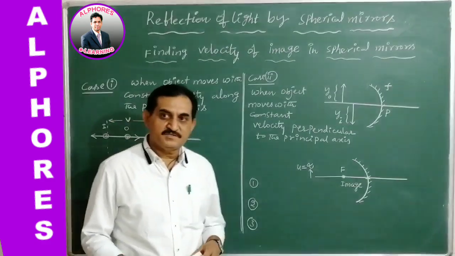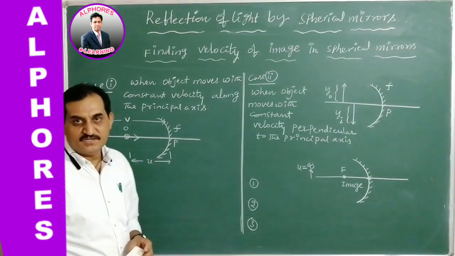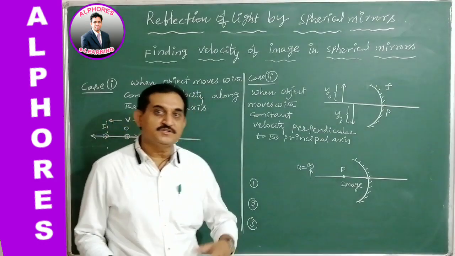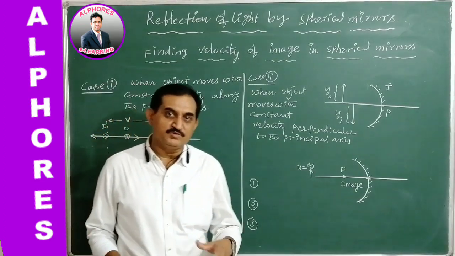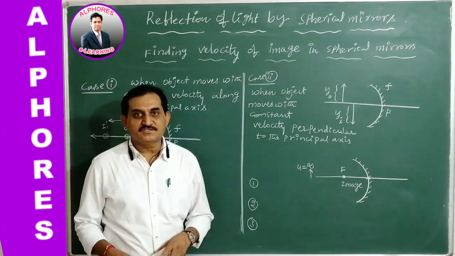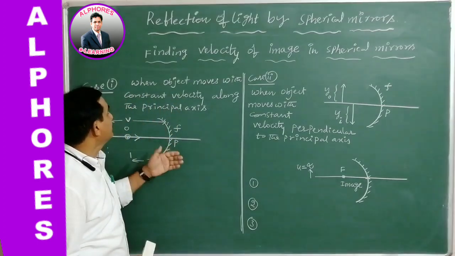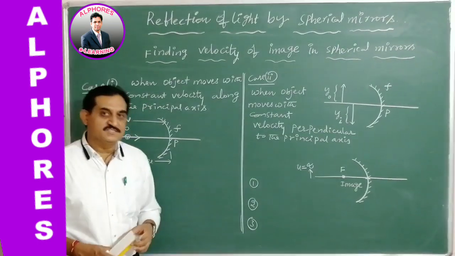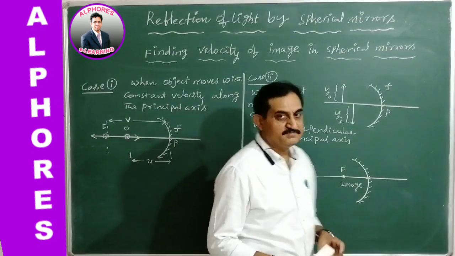And the next concept is finding velocity of image in spherical mirrors. So far we've finished up to the UV graph and the 1 by V, 1 by U graph, and all the cases were discussed in the previous class. Now we are shifting into finding velocity of image in spherical mirrors, either in concave or convex mirror.